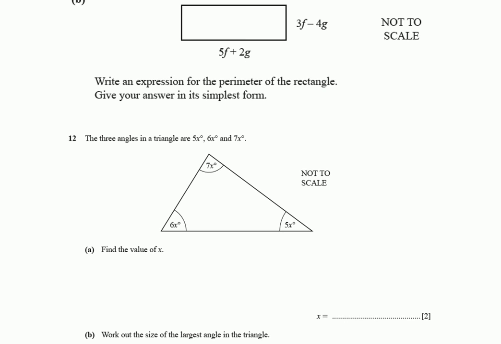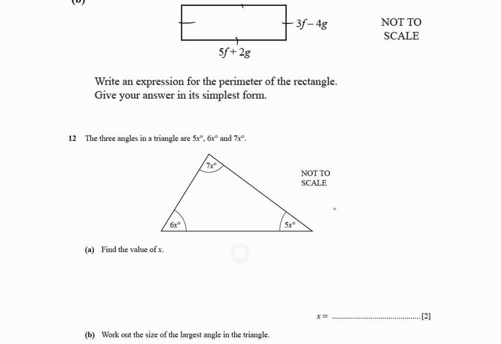Okay, so with all problem solving, we're looking for a rule or a formula. And if I'm interested in a perimeter, that's the sum of the lengths of the sides. So this side plus this side plus this side plus this side, that will make the perimeter of the rectangle.